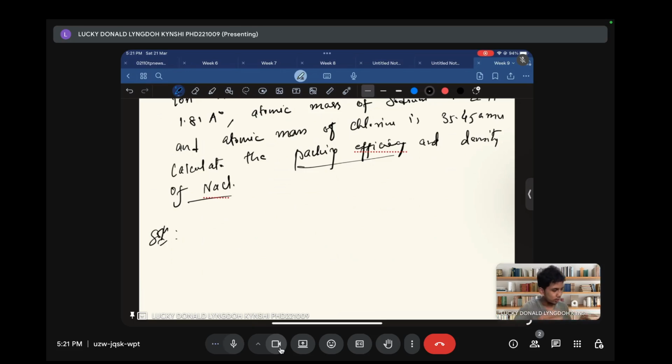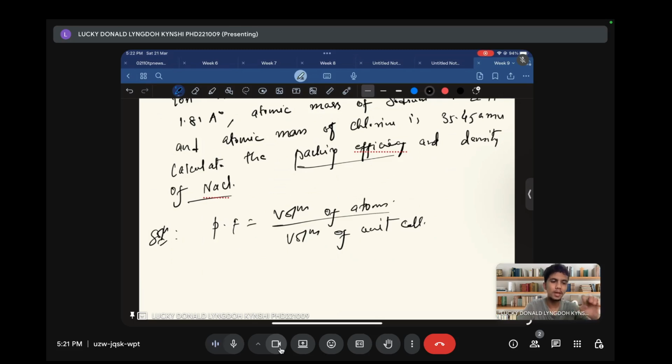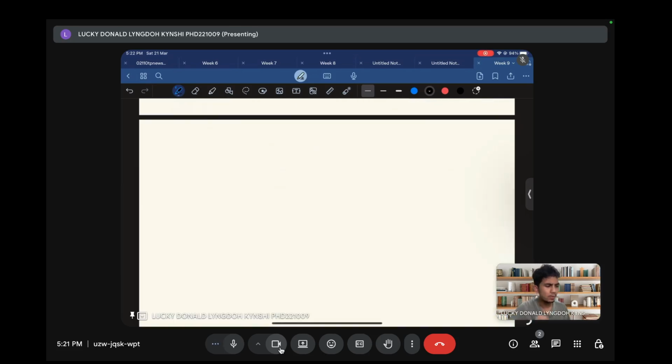So if I write the packing efficiency, PF is the volume occupied by the atoms divided by the volume of the unit cell. That means if you have one unit cell, how many atoms can we fit in it? That is the packing efficiency, how much we can stack different atoms into each unit cell. If you have to draw the structure of NaCl, it might be a little difficult to visualize, but you can easily check online to see how Na and Cl are arranged.